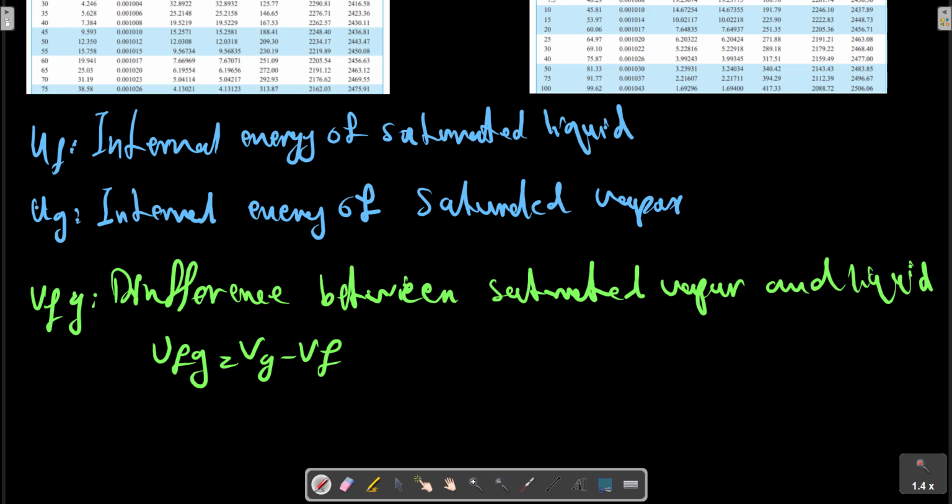The values are given in relation to an arbitrarily assumed reference state, which for water in the steam table is taken as 0 for saturated liquid at the triple point temperature. All values of internal energy in the steam table are then calculated relative to this reference. Values for internal energy are found in the steam table in the same manner as the specific volume.